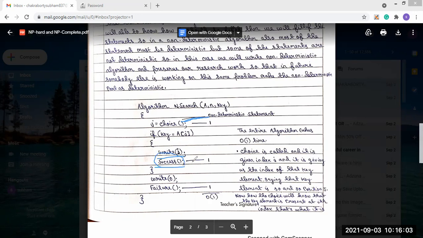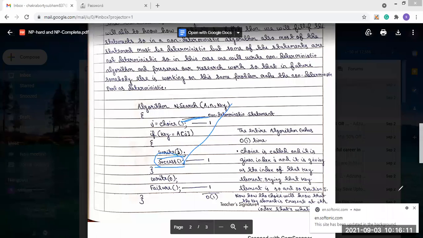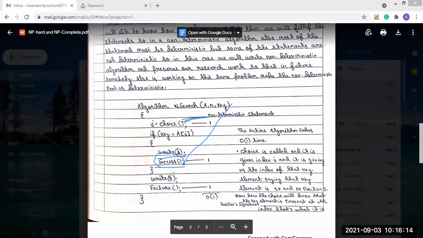Now, what is the definition of this success? What is this success saying? We didn't know that. So that is why it is also a non-deterministic statement. And if the key element is not found in the array, we will write failure. But what is the purpose of this failure function? We didn't know that, but we have written it into our algorithm. That's why this is non-deterministic.